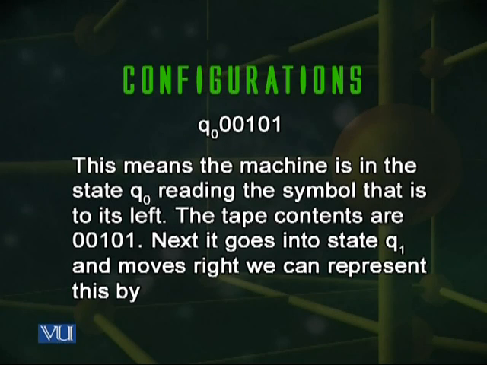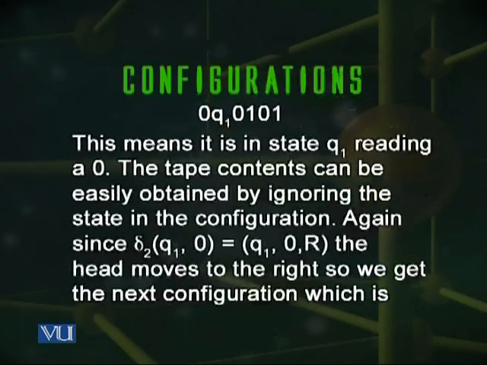Well, from this configuration, since the machine is reading a 0, it will go into the state Q1 and move to the right. We can represent this by writing 0 followed by Q1 followed by 0101. This means that the machine is in the state Q1 and it is reading a 0. The tape contents can be easily found out by ignoring the state in the configuration. Once again, we see the delta of Q1, 0 is Q1, 0, R.